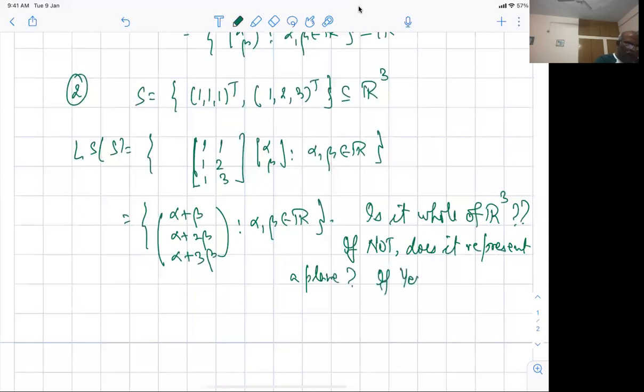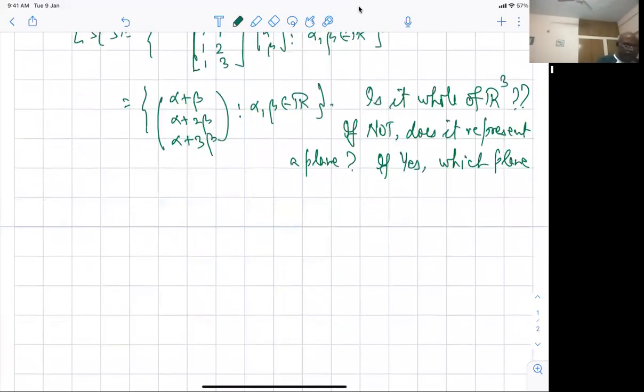If yes, which plane? So when I talk of plane, then it has to pass through origin or does not pass through origin. What are its normal vectors and so on? All these questions come into play. Fine. So you need to understand them. So I'm looking at alpha and beta, suppose take any value.